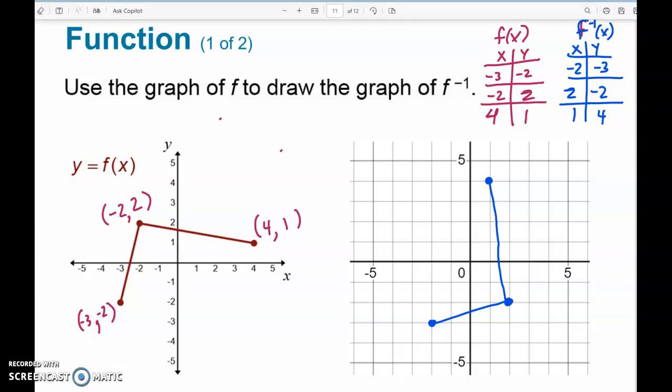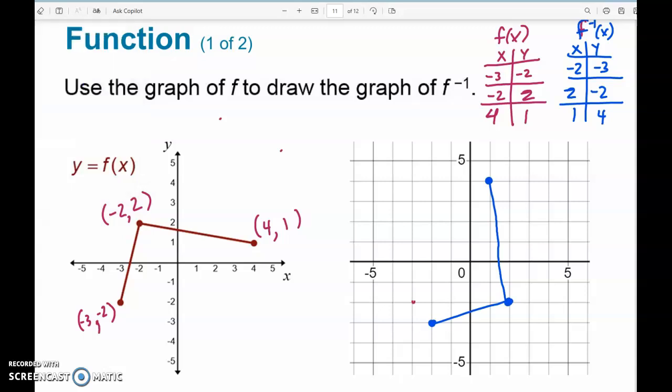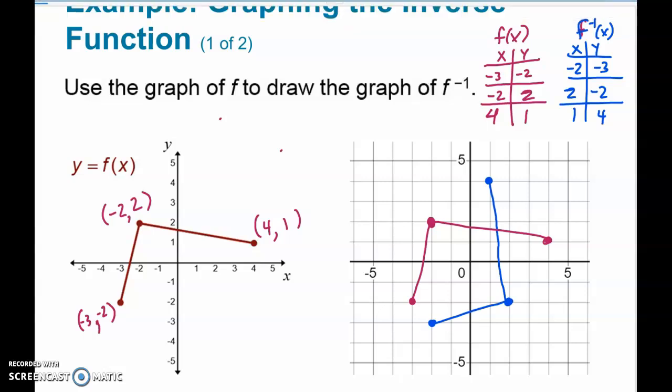And then just to help us visualize this, I'm going to plot the points that we started with. So -3, -2. And then I've got -2, +2. And then I have 4, 1. And I'll connect those points so that I have them both on the same xy plane and I can look at them better. So now I see this. I've taken function f of x using the ordered pairs that I could read from the graph, and I have now graphed the inverse function.